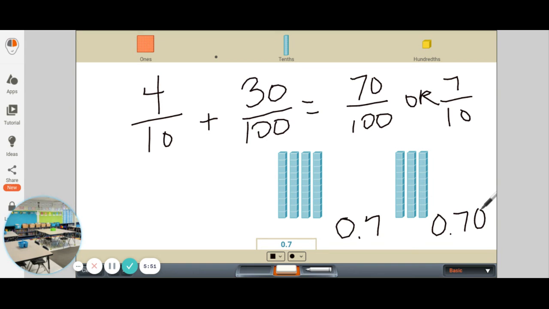So one thing that we can do when we are looking at fractions, okay, we know that we are changing our tenths into hundredths. So if we know that 4 tenths is equivalent to 40 hundredths, then we can easily add 40 hundredths plus 30 hundredths and get our 70 hundredths. So those are some different strategies that you can use when you are adding and subtracting fractions with denominators of 10 and 100.